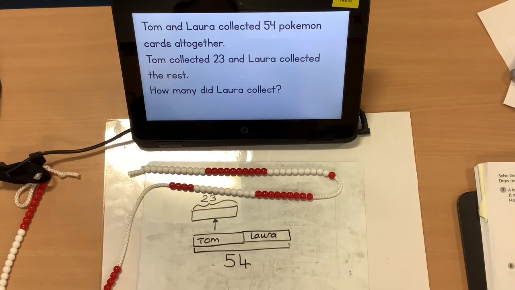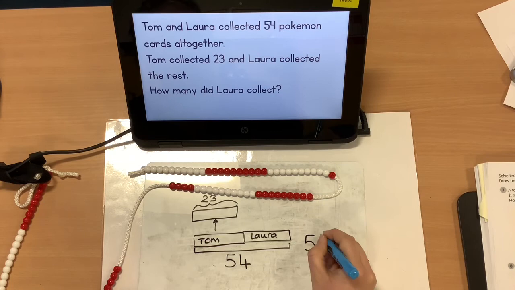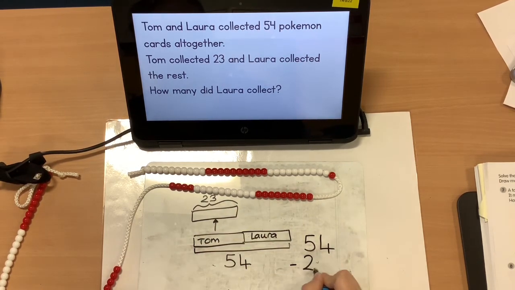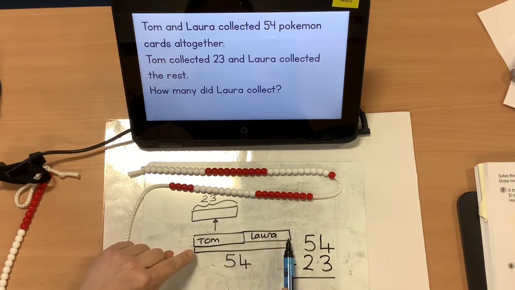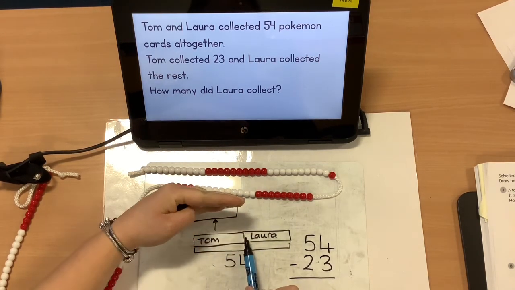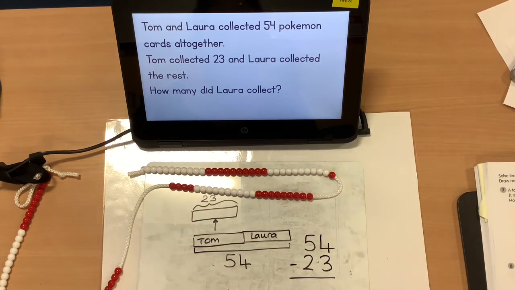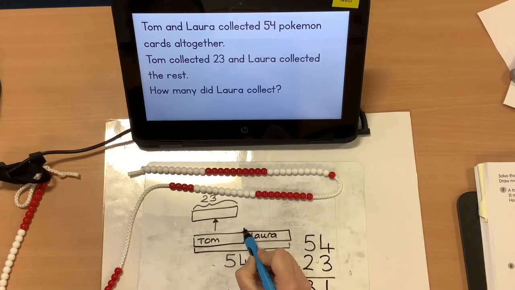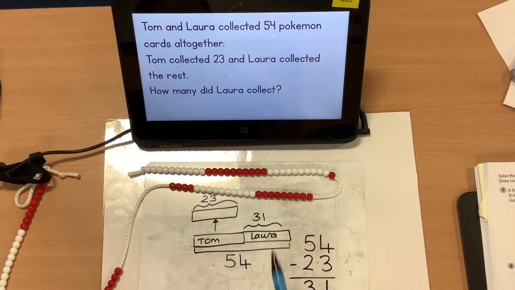So the calculation we needed to do was 54 Pokemon cards, take away Tom's 23 Pokemon cards, and that leaves us with Laura. And if you look at the bar, if you have both of them together and you take away Tom's, you're left with just Laura. So 4 take away 3 is 1, and 5 take away 2 is 3. So we know that Laura has 31 Pokemon cards.